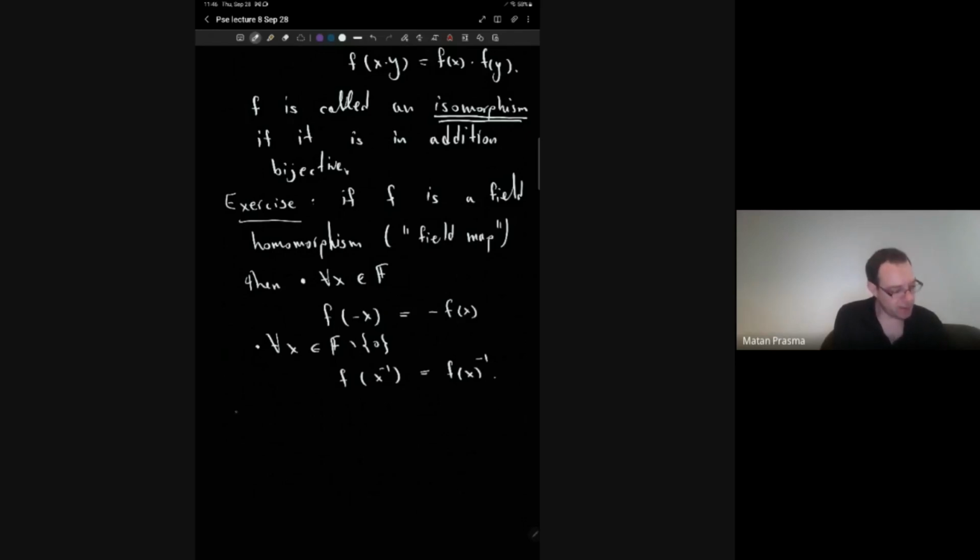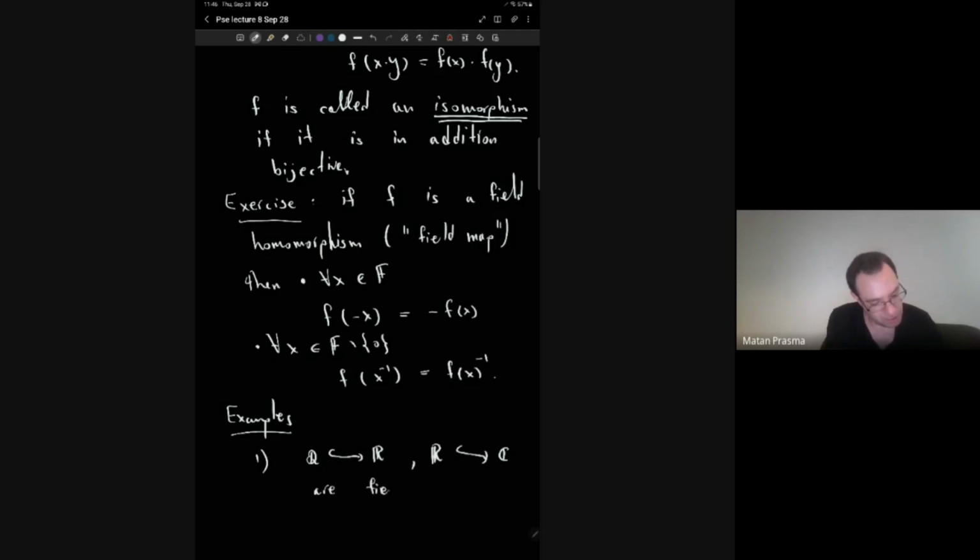Okay, so example. Of course, we can look at the inclusion as a function. So I take the rationals and I include them in the real numbers. And this is a field homomorphism. And I can also take the real numbers and include them into the complex numbers. And these two are field maps.